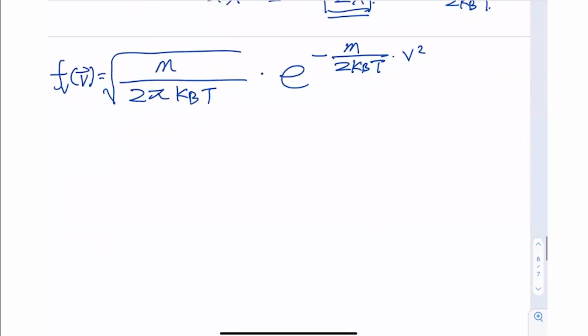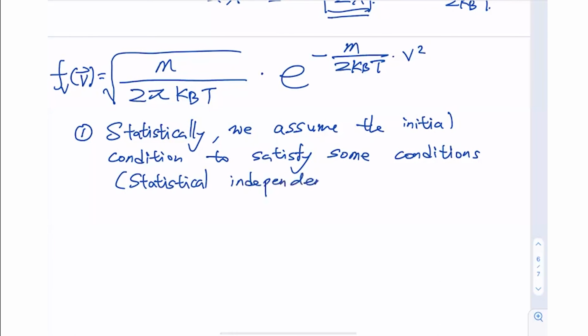So let's try to recap what we have done. So the first thing is that statistically, we assume some kind of initial condition, and we require it to satisfy some criteria. In this case, it's basically the statistical independence. And then we assume that it is true for all time, even though we know it cannot be true.